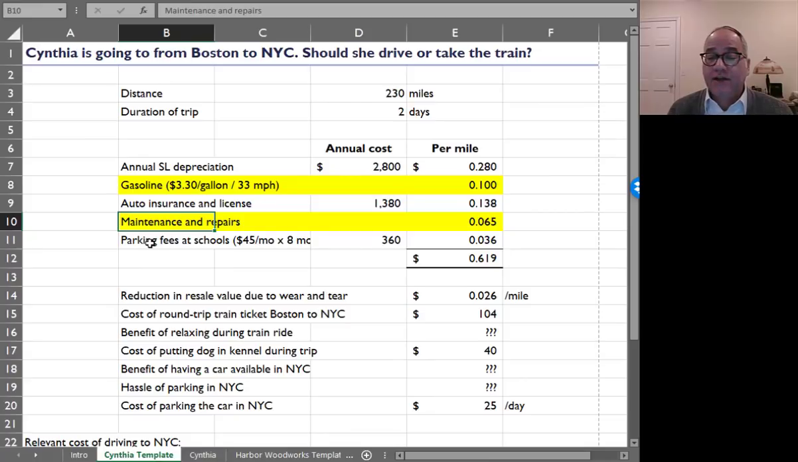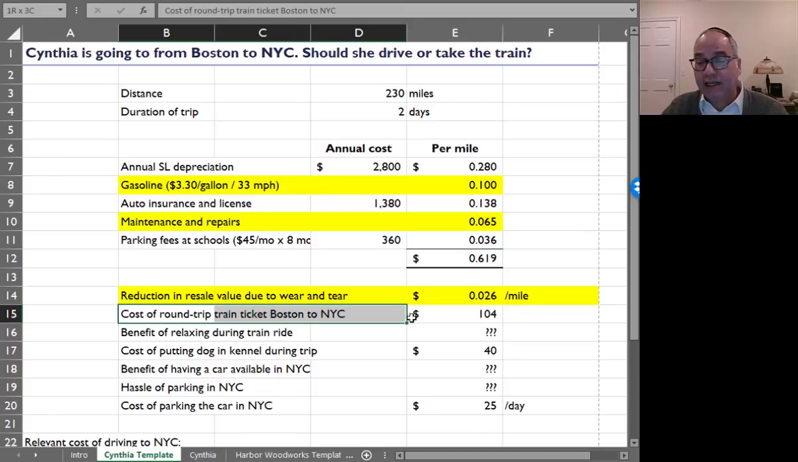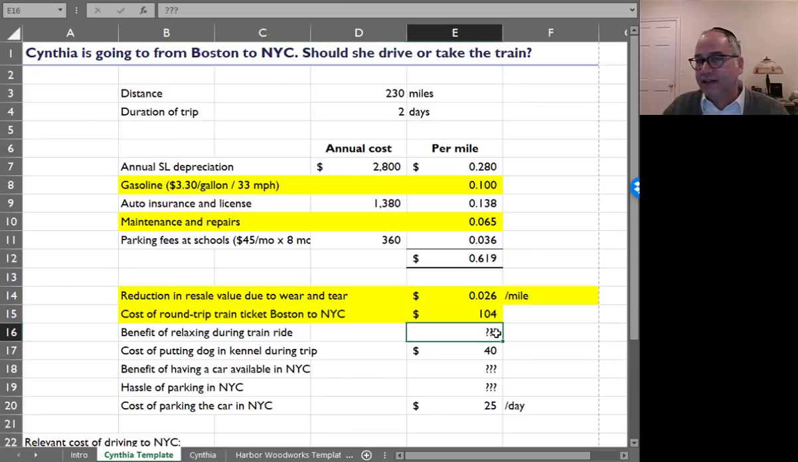Reduction in resale value due to wear and tear is relevant, because the more you drive the car, the less it's worth. So the value of the car will go down. The cost of the train ticket: if I take the train, I'm going to have to pay it. If I don't take the train, I'm not going to have to pay it. Now, the benefit of relaxing, I can assign a number to that or I can ignore it.